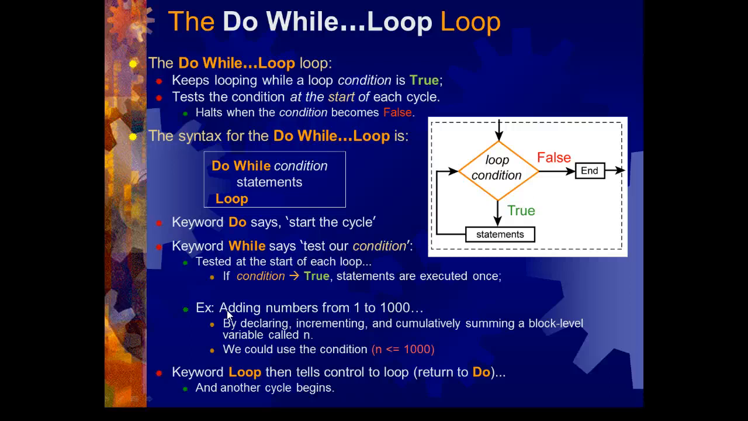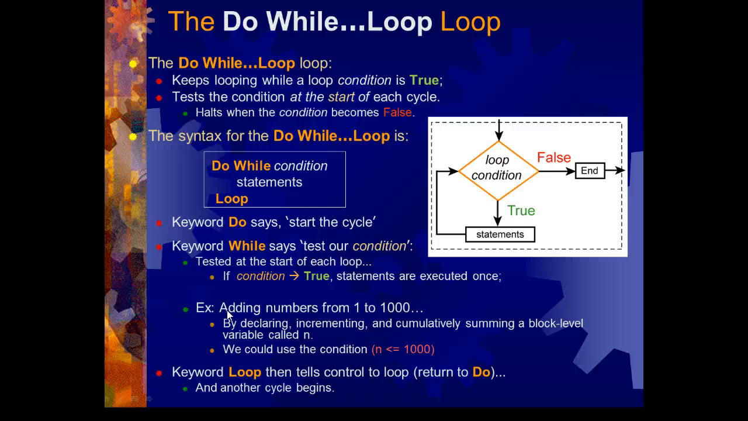What does block level variable mean? It's defined within a block, right? And a loop is considered a block. So you might define it within the loop. And we could use the condition n less than or equal to 1,000. So we would keep running this as long as n is less than or equal to 1,000.